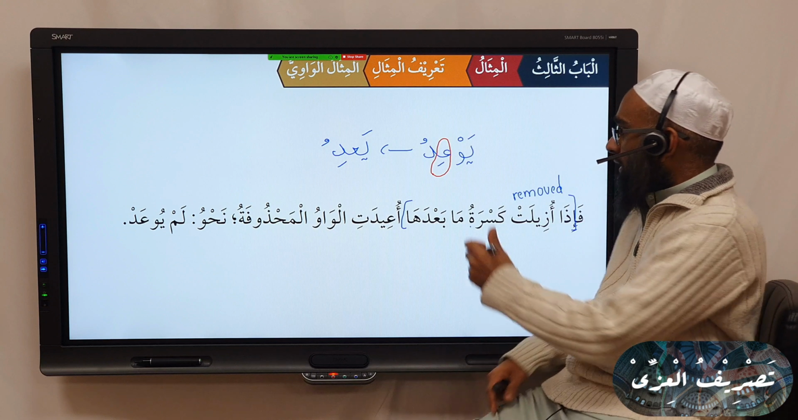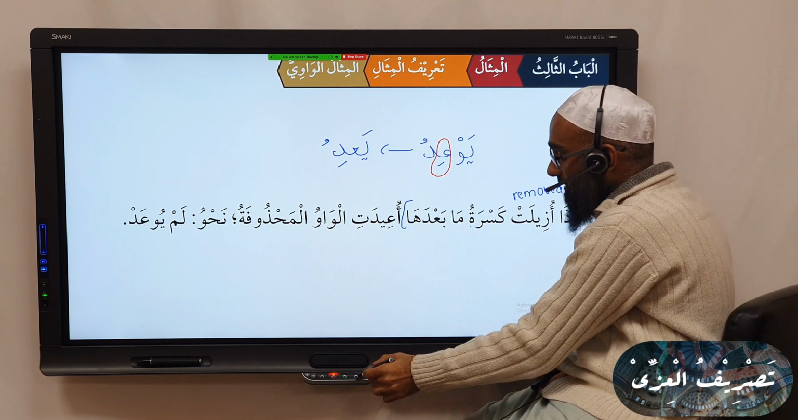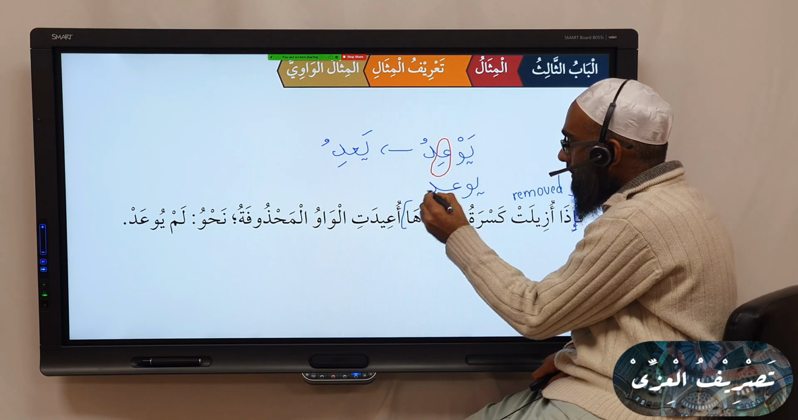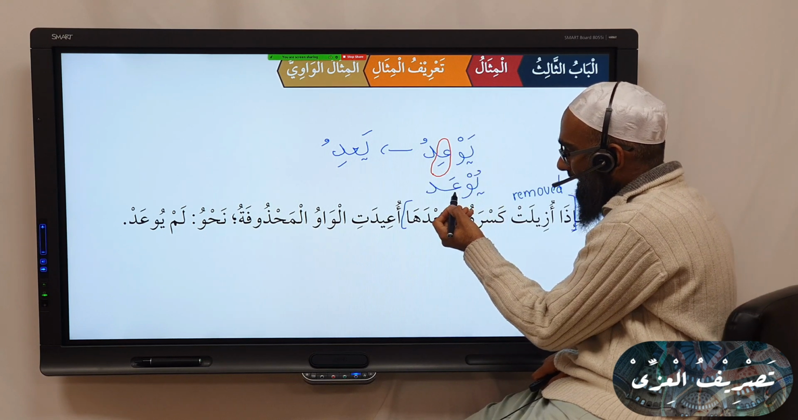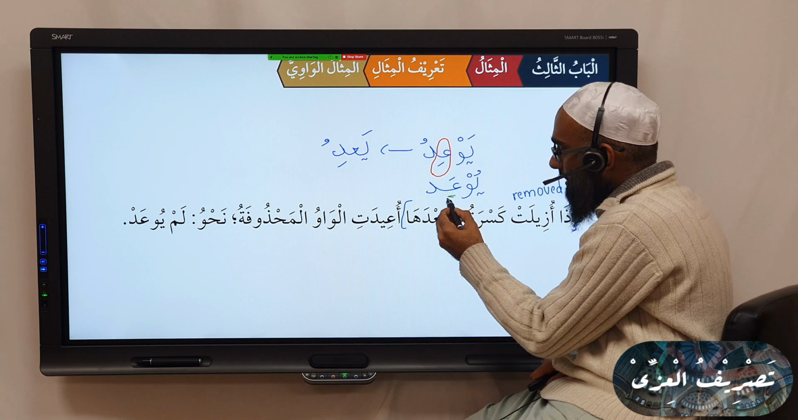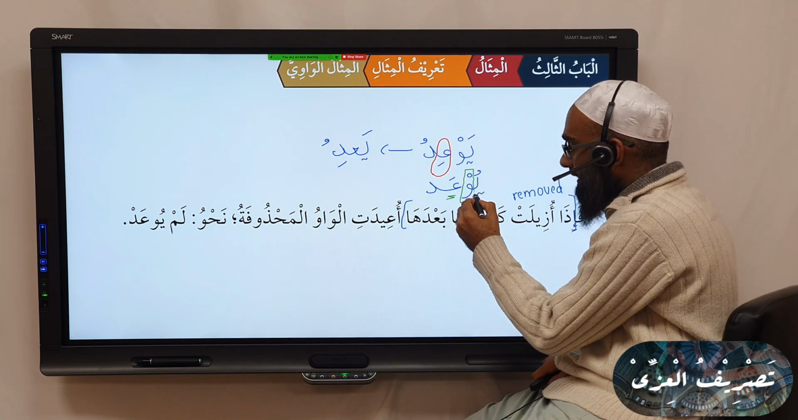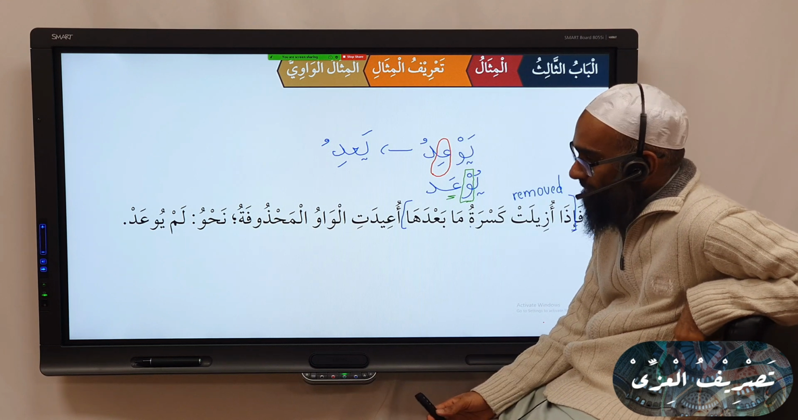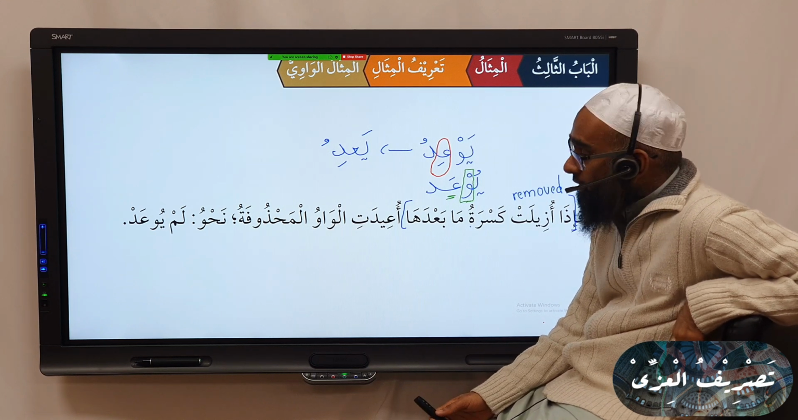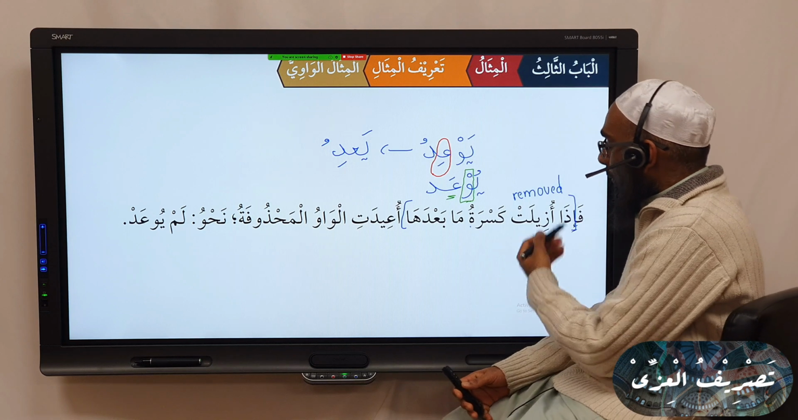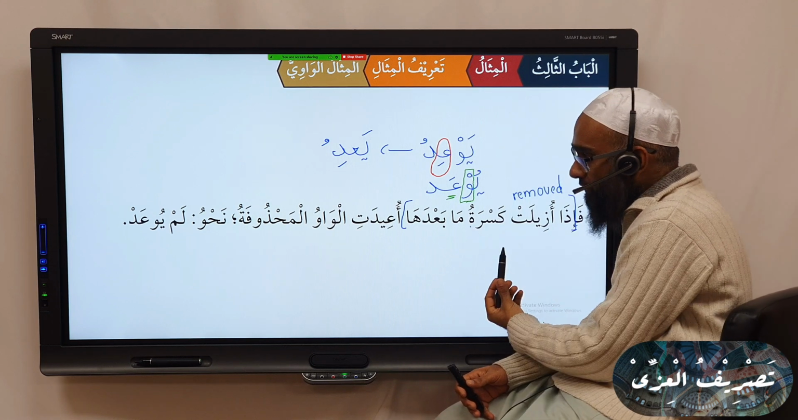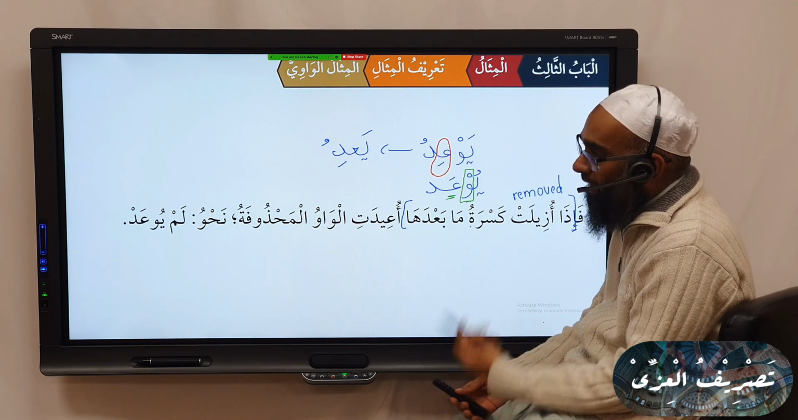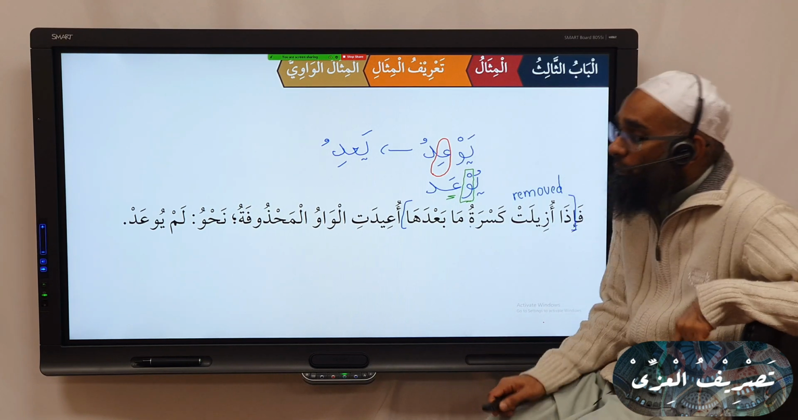Do you understand? So in yaw'idu, it will be removed. But when you have the majhul form, yu'adu, is there a kasra here? There's no kasra. Therefore, the waw will remain intact. Has everybody understood this rule? So again, when the kasra after is removed, the waw mahdhufa will be brought back. For example, lam yu'ad.